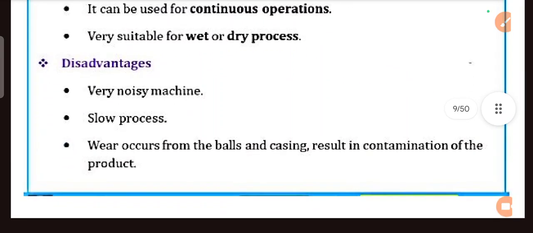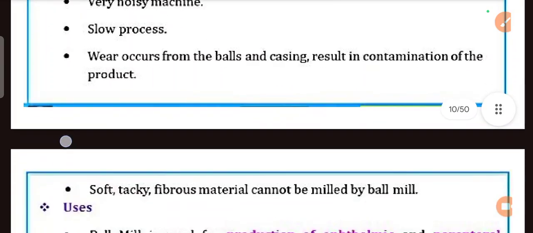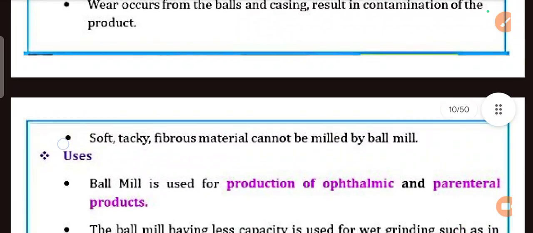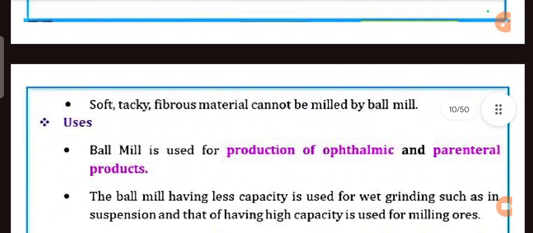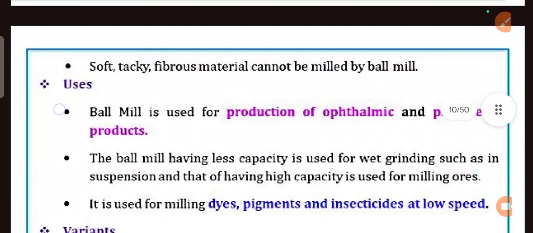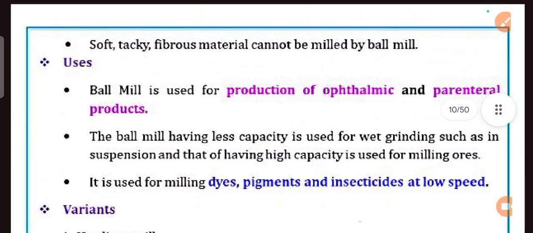Disadvantages. Very noisy machine. Slow process. Wear occurs from the walls and casing, resulting in contamination of the product. Soft, tacky, fibrous materials cannot be milled in a ball mill.